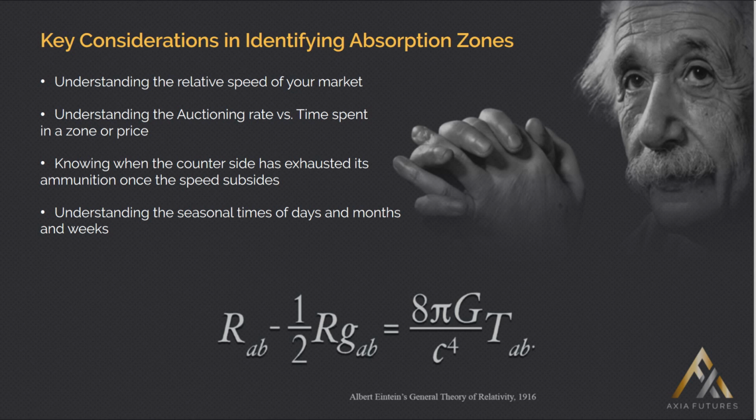And then also knowing when the counter side has exhausted its ammunition once the speed subsides. So if there is an iceberg order and you're trading within it, it's also understanding once the iceberg really starts exhausting the other side of the market. If you have an iceberg on the sell side sitting on the offer at 50, and all of a sudden all the buyers are trying to lift the offer, and the iceberg keeps on reloading, then the buyers just start becoming lethargic and they're not able to buy as aggressively as they did, and it's now moved from 1,000 lots per minute to 400 lots per minute to 100 lots per minute.